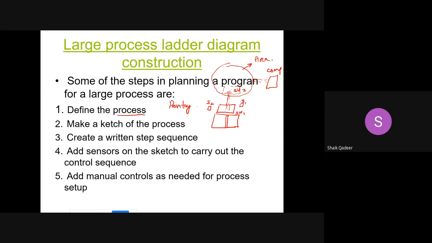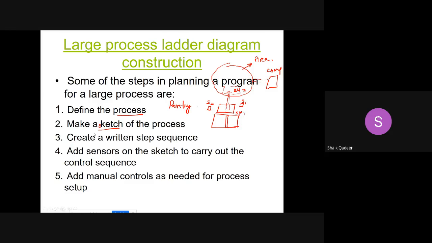Yes, sir. The second thing is, after writing the text definition of the process, we need to make a sketch of the process. Is it clear to everybody? Yes, sir. Whatever story I was telling is the definition of the process, and this diagram is nothing but the sketch of the process. This is the second step.